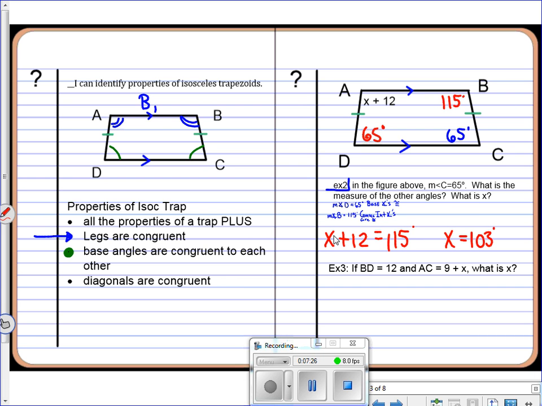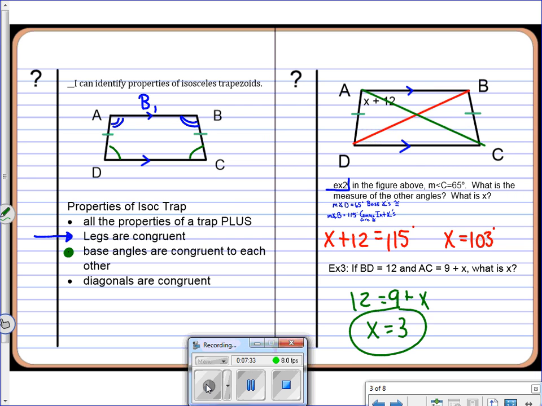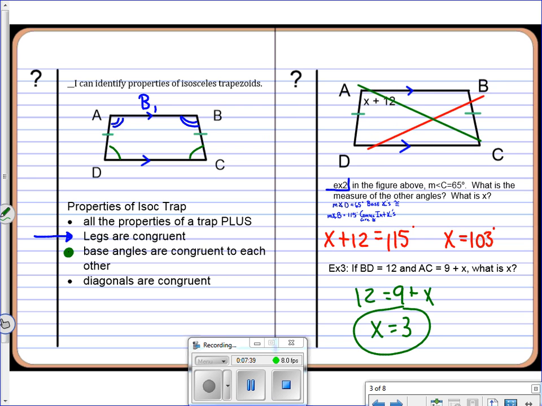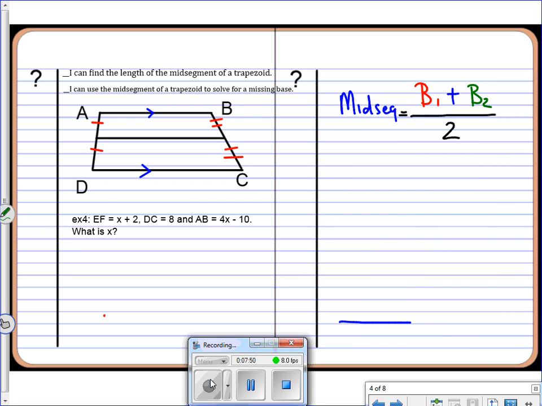Next one. Go ahead and put me on pause so you can do example 3. All right, I found x to be equal to 3. Now the equation I wrote was based on the fact that in an isosceles trapezoid, just like in a rectangle, the diagonals are congruent to each other. Pretty easy stuff. All right, go ahead and see if you can do this problem.